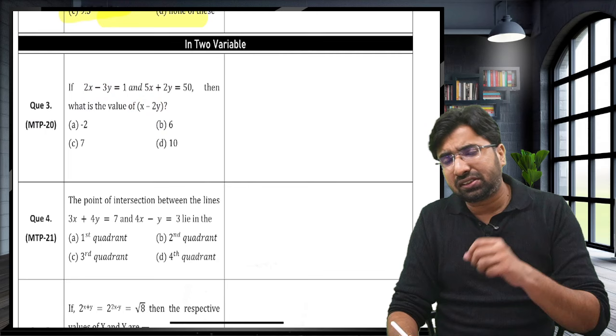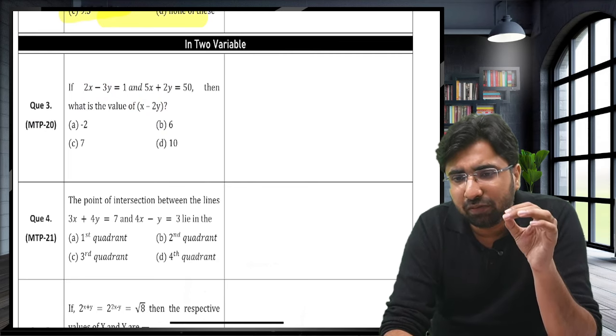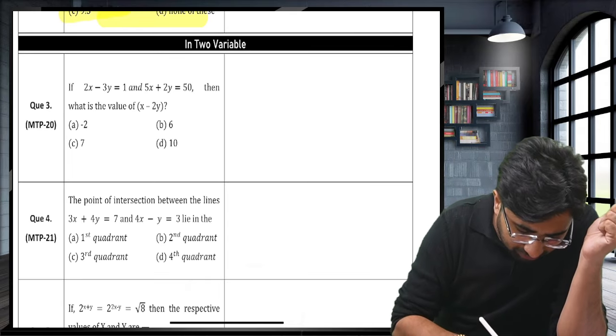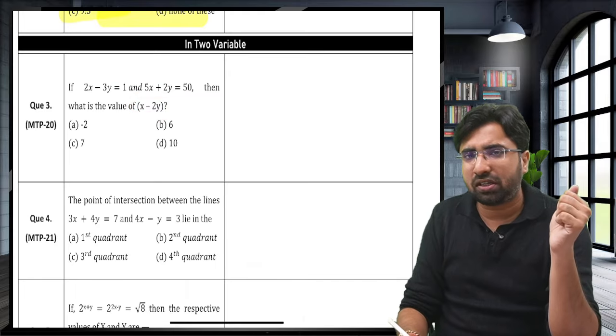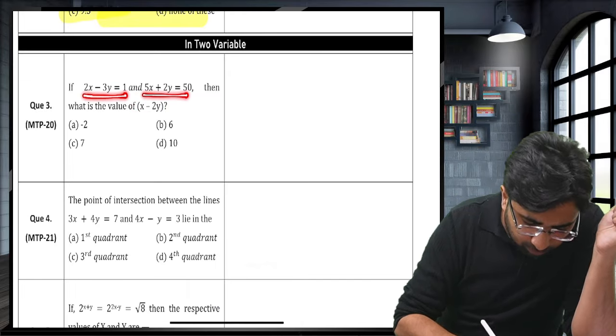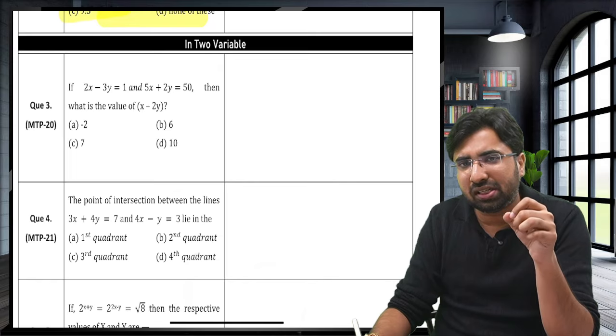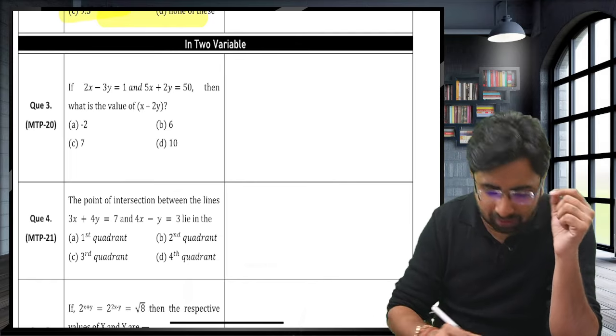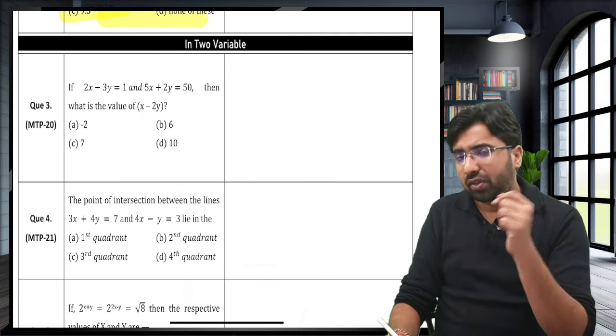If they would be asking the value of x and y, I would have gone from option to question. But they are asking the value of x minus 2y. I have to solve both the equations by using the elimination technique, find the value of x and y, put it over here and get the answer.